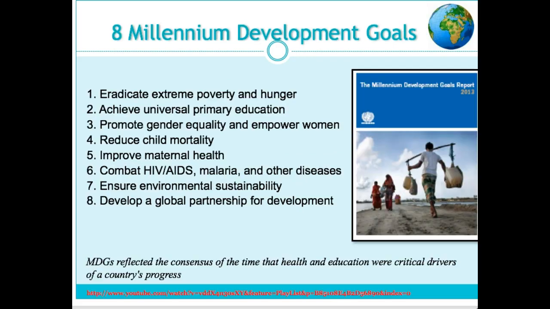On one set of goals. The goals were: number one, to eradicate extreme poverty and hunger. Two, achieve universal primary education, which of course is critical to empowering a society. Three, promote gender equity, equality, and empower women. Four, reduce child mortality. Five, improve maternal health. Six, combat HIV/AIDS. Seven, ensure environmental sustainability. And eight, to develop a global partnership for development.